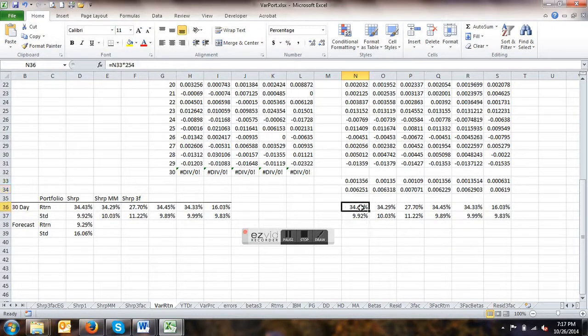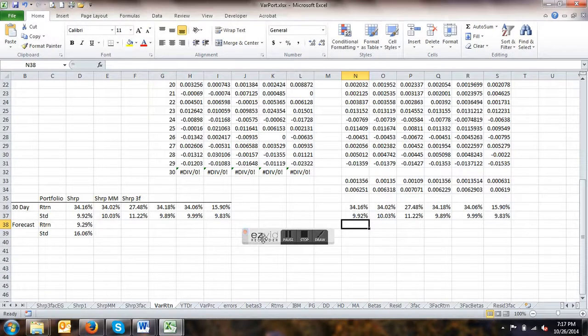Down here I'm converting it to a year, taking the year and multiplying it by 252. So we're just taking the daily return and multiplying it by 252. And then our risk is the daily volatility multiplied by the square root of 252.